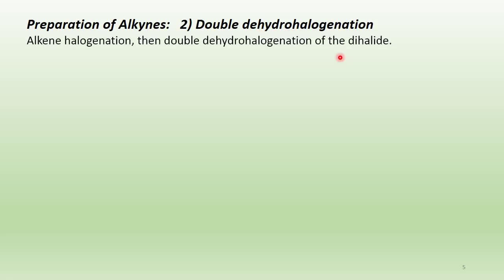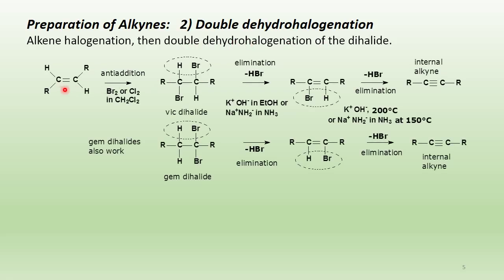So here's the second method of preparation of an alkyne. It's called double dehydrohalogenation. It means removing 2 hydrogen and halogen atoms. If we start with an alkene and halogenate it, we'll get a dihalide, then we carry out a double dehydrohalogenation of the dihalide. So here's an alkene.